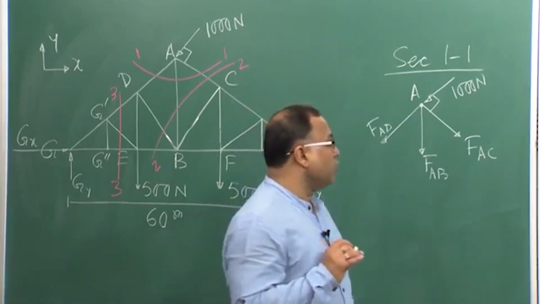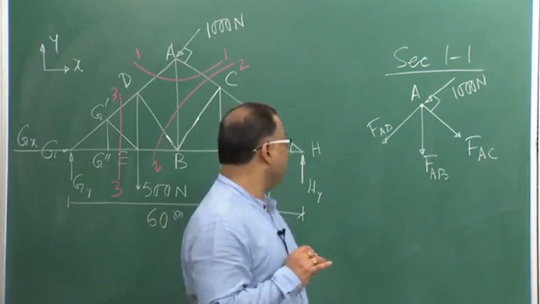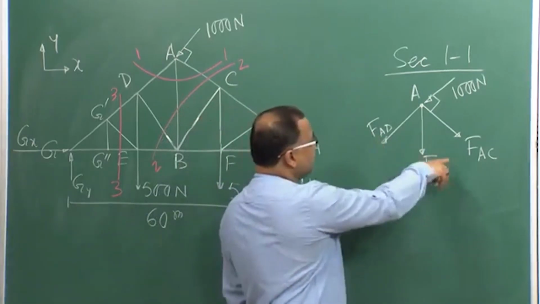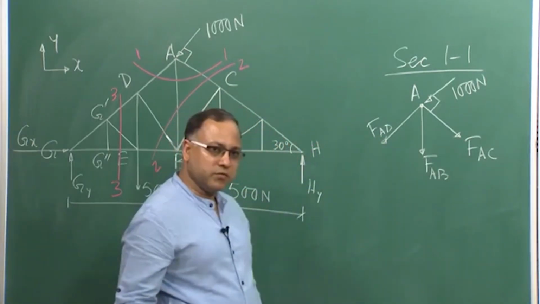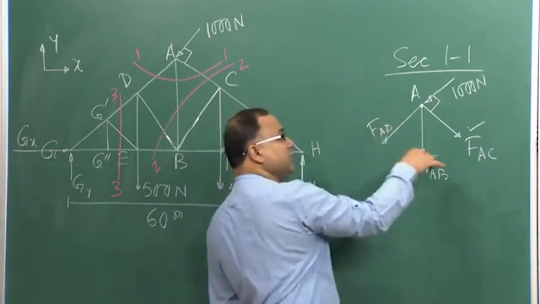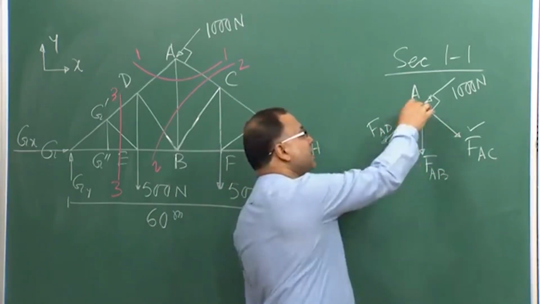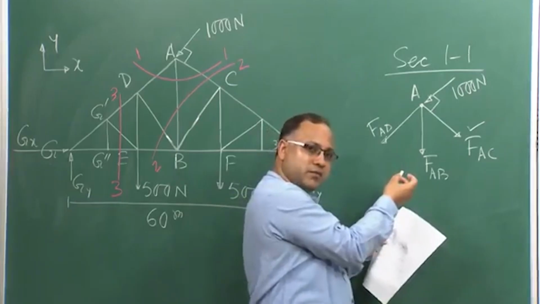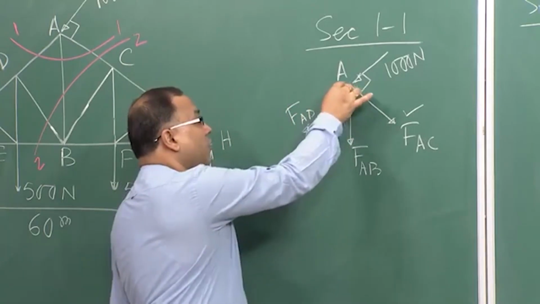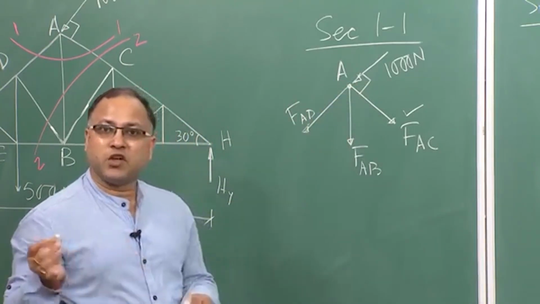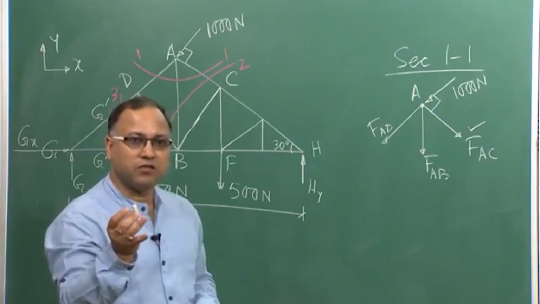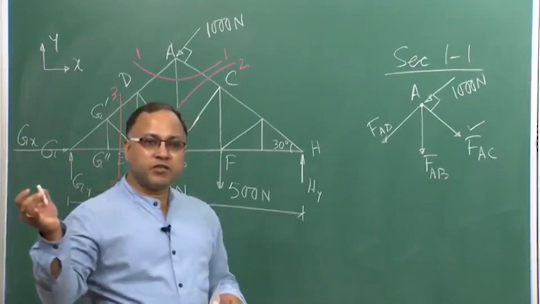Fine. Once you know FAC, if you come here to section 1.1, earlier you had 3 unknowns. Now you know FAC, because the situation is such that you are using a method as good as the method of joints. Only one joint is considered, but as I told you in the previous lecture, if you have 2 unknowns at one joint, then you can solve, because in the method of joints, at every joint you have 2 equations of equilibrium: summation of Fx equal to 0, summation of Fy equal to 0.